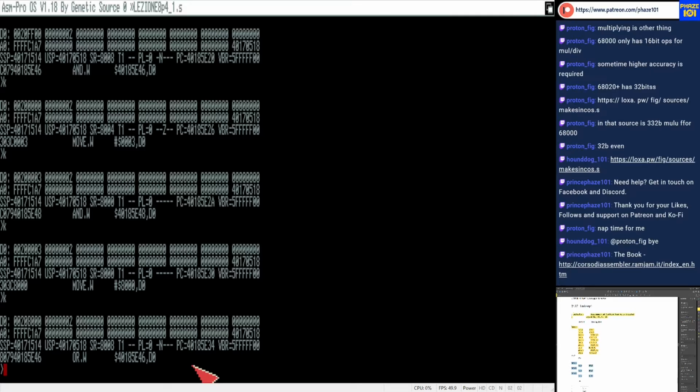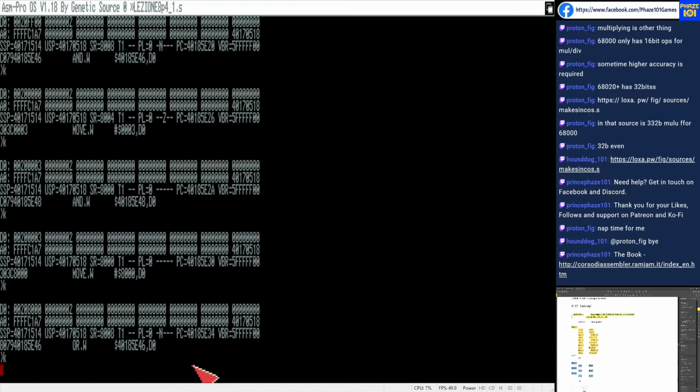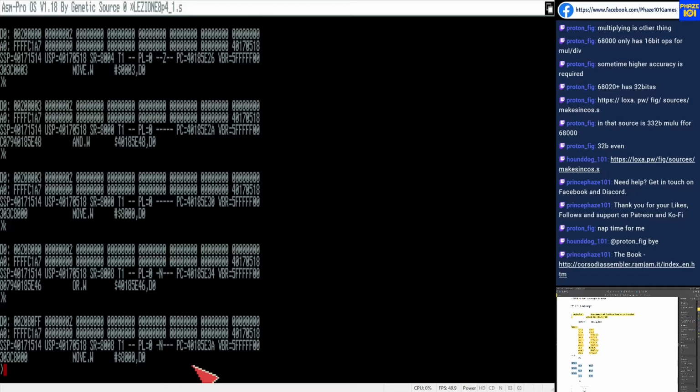Once we execute the OR, notice the N flag is set because it's an 8,000, but we end with 80FF. So far so good.